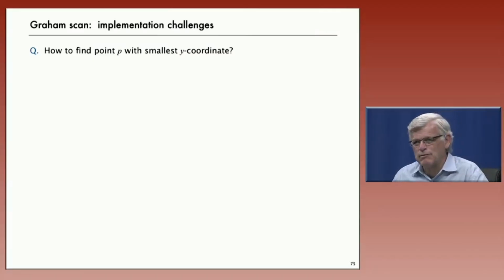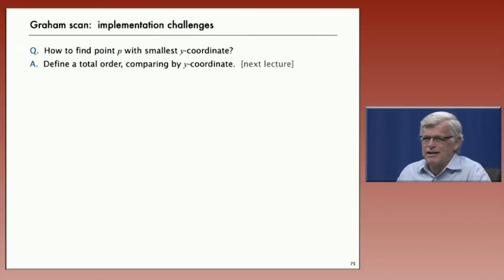So how do we find the point with the smallest y coordinate? You could sort. You could define an order and compare the points by y coordinate.